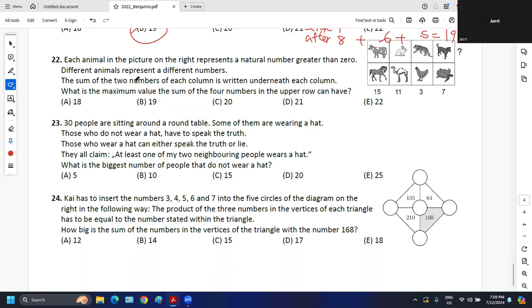Question number 12. Each animal in the picture represents a natural number greater than 0. Different animals represent different numbers. The sum of the two numbers of each column is written underneath each column. What is the maximum value of the sum of the 4 numbers in the upper row?